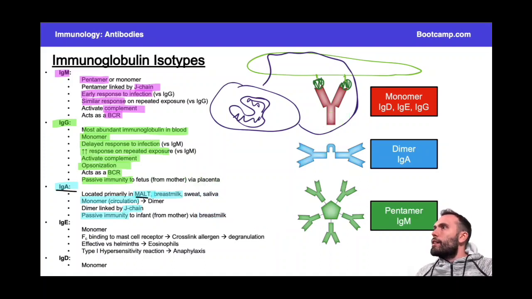All right, let's jump down to the IgE antibody. So the IgE antibody, also a monomer like IgG. And the thing that you want to remember with IgE, there's two big things. It's really going to be its ability to respond to helminthic infections.